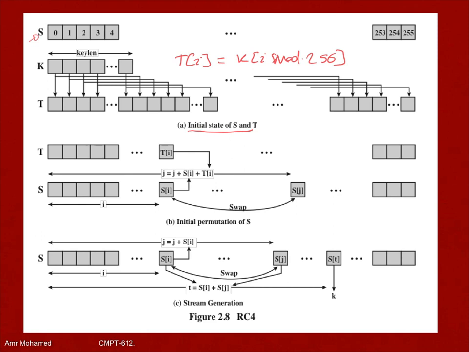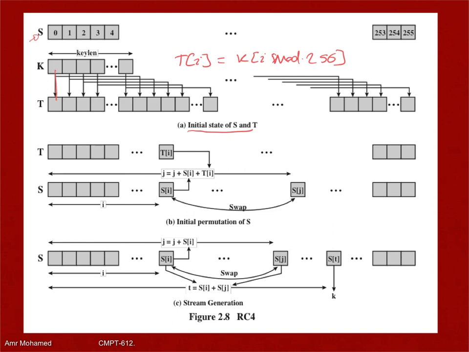The first item of the key goes to T[0], and so on up to the key length, and then you repeat the key multiple times until the 256 entries are filled. So this is what we call the initial state.